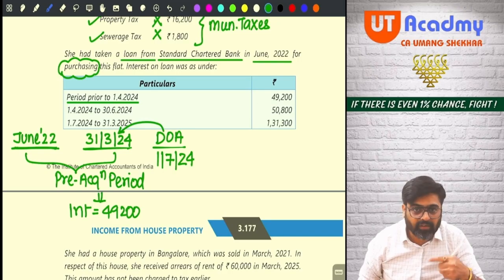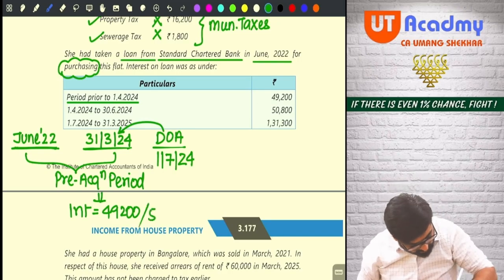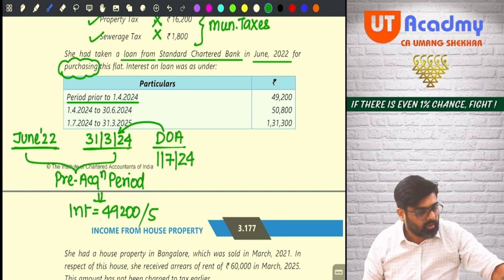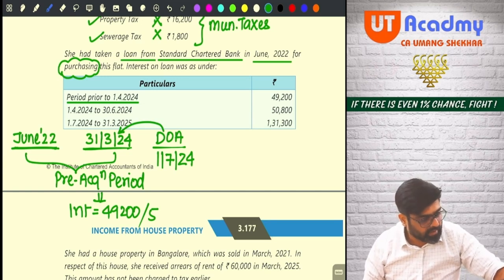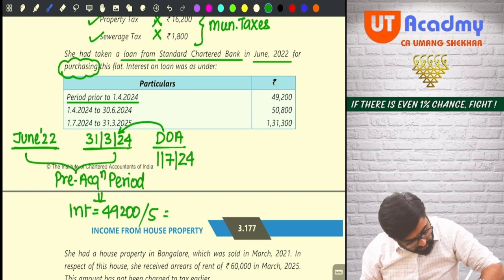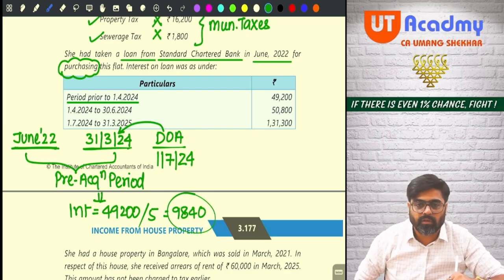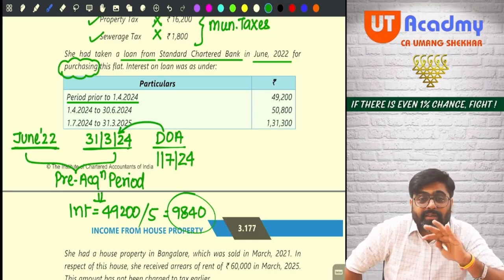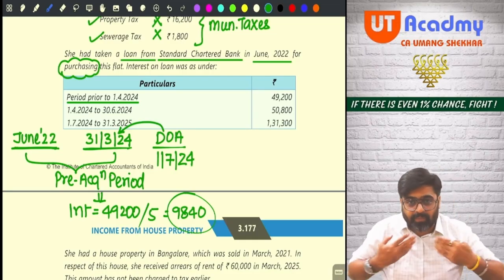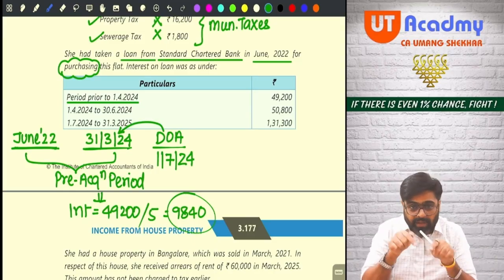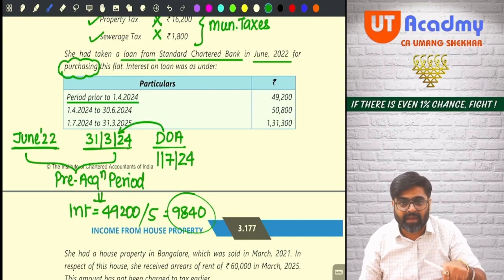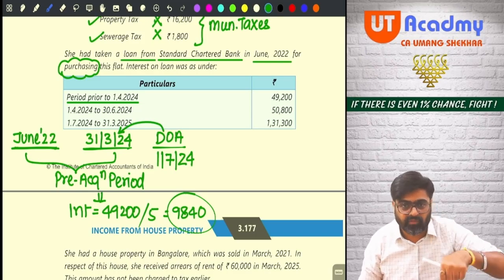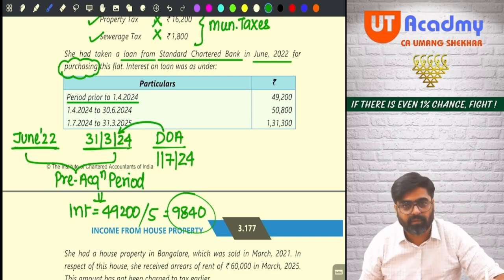Now, will this be allowed as a deduction? Yes, but in 5 equal annual installments. So I will divide it by 5. So 49,200 divided by 5 will give you 9840. So first time you will claim this in the year in which the construction or acquisition was completed. The year in which the construction or acquisition was completed was our previous year, 24-25. So in 24-25, this 9840 will be claimed for the first time, first installment. Done? Sure.